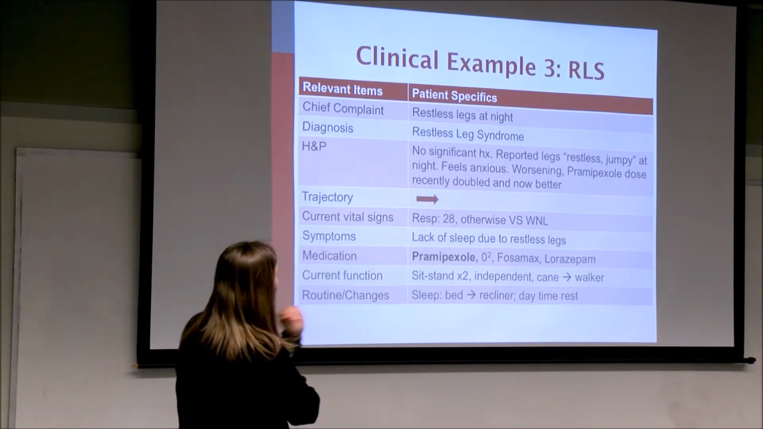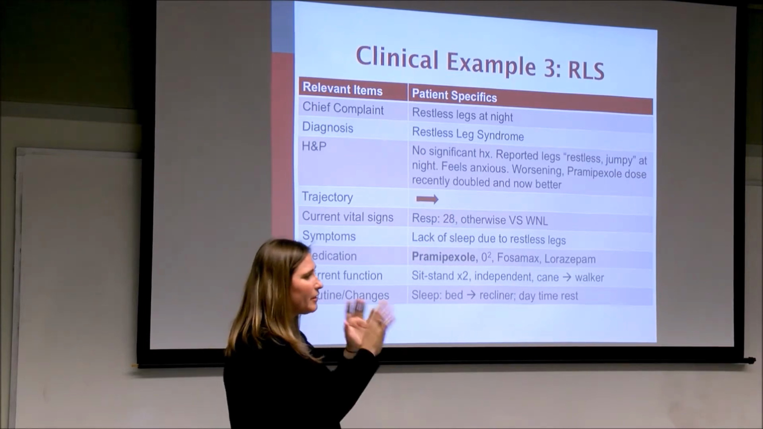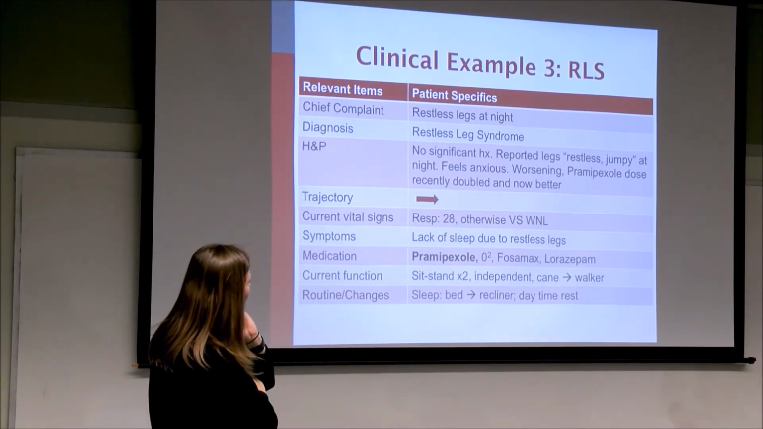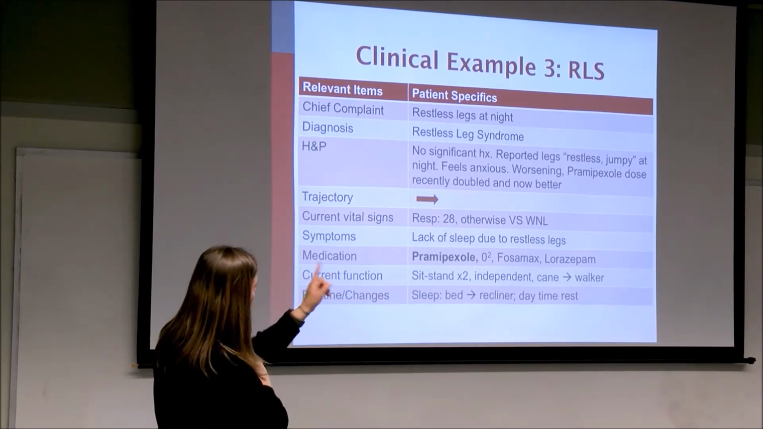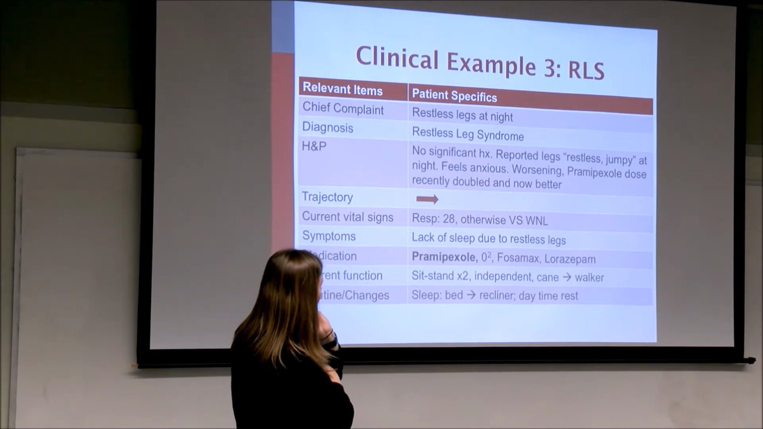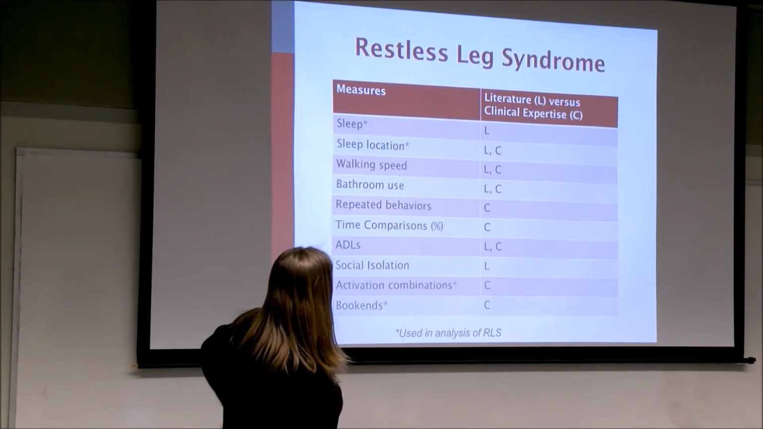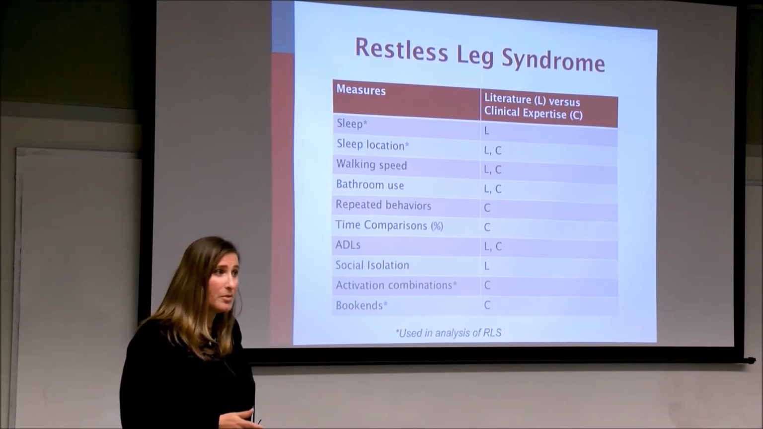So one more example, restless leg syndrome. This one's kind of interesting, and I'm still in the early exploratory stages of this, but this is the same person with the oxygen issue. So the respiration's at 28 per minute, and she's on the pramipexole for restless leg syndrome. But restless leg syndrome is actually a really big deal. There are a lot of people who suffer from that.